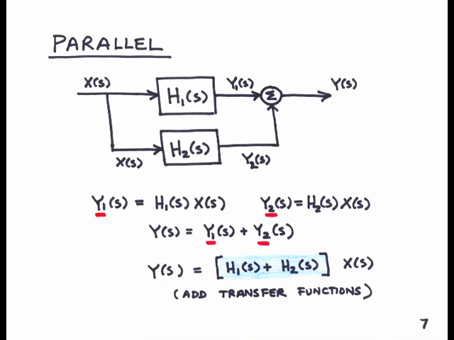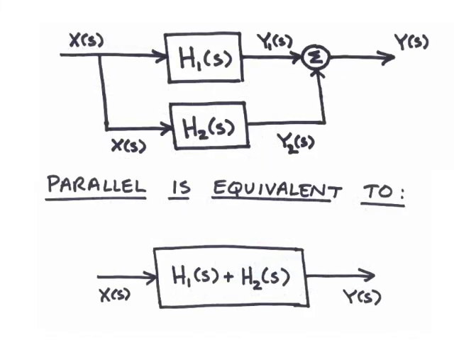After a little algebra, we find that Y(s) is equal to the quantity H1(s) plus H2(s) times X(s). That is, to find the transfer function of a parallel interconnection, we simply add together the subsystem transfer functions. Therefore, we can replace the parallel interconnection of subsystems H1 and H2 by a block consisting of the summation of the two transfer functions, H1(s) plus H2(s). These are equivalent representations.